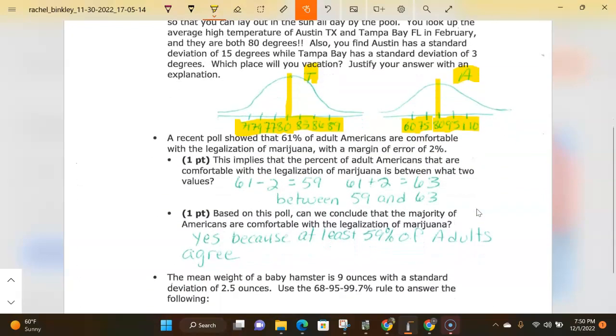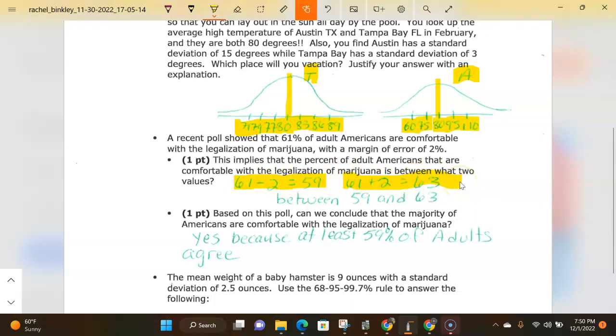All right. A recent poll showed that 61% of adult Americans are comfortable with the legalization of marijuana, with a margin of error of 2%. This implies that the percent of adult Americans that are comfortable with the legalization of marijuana is between what two values? Well, 61% is my middle, and then if my margin of error is 2%, I go down 2 to 59, right? So 61 minus 2 is 59. And then I also go from the middle of 61 and I add 2 and I get to 63.